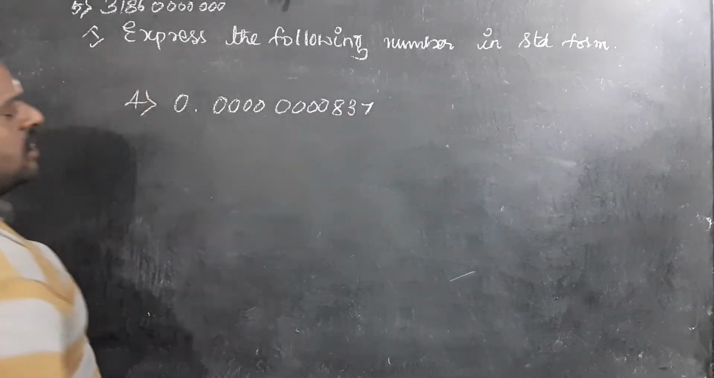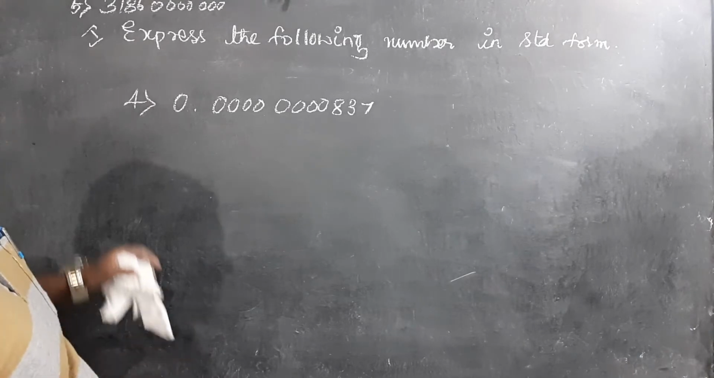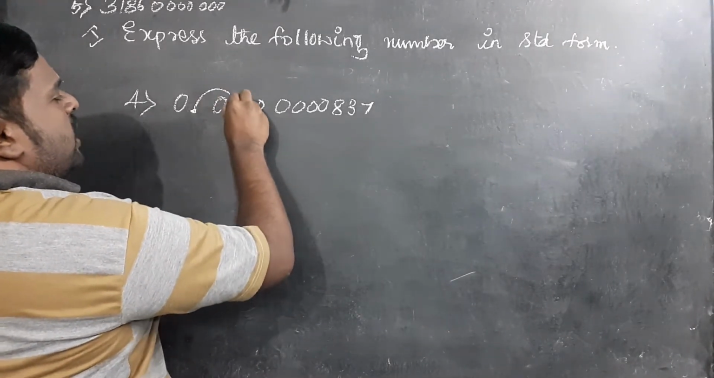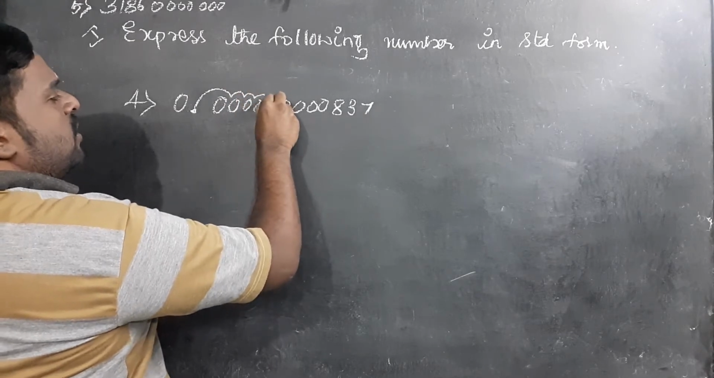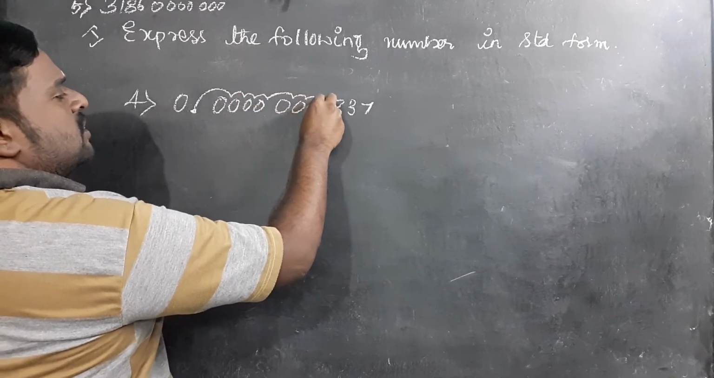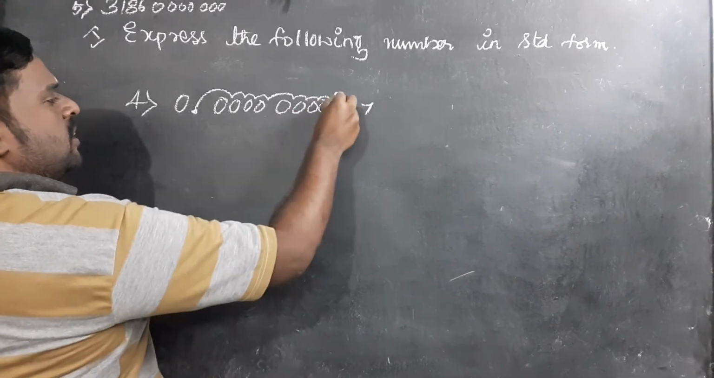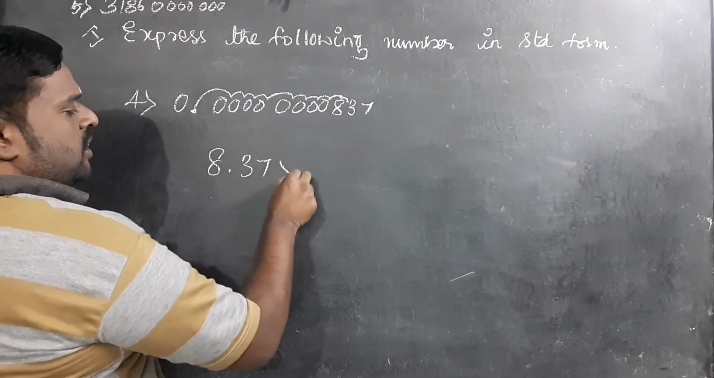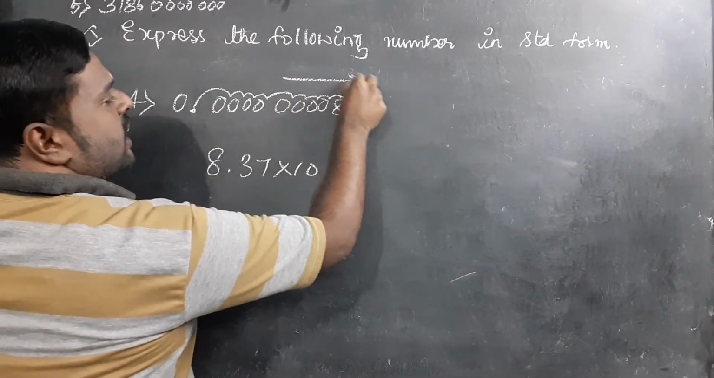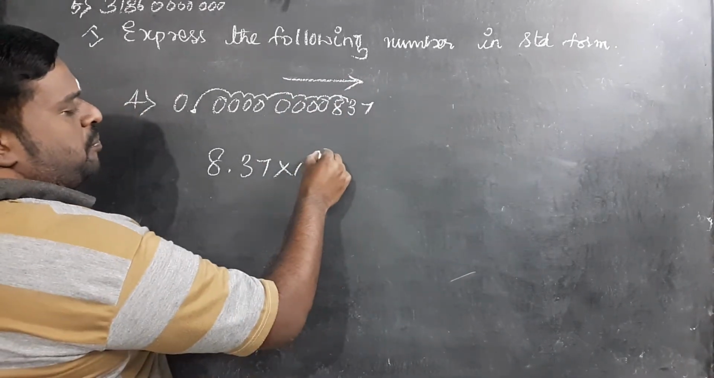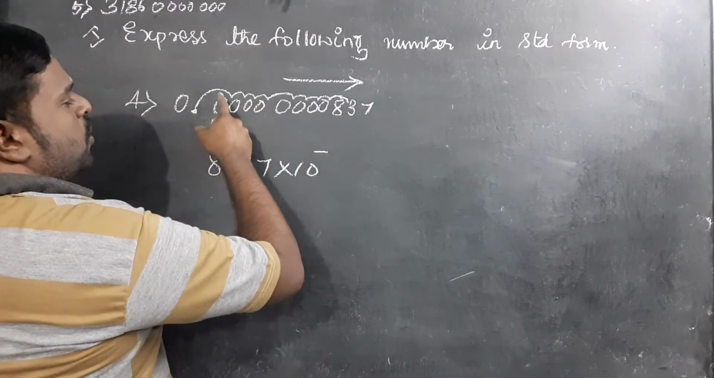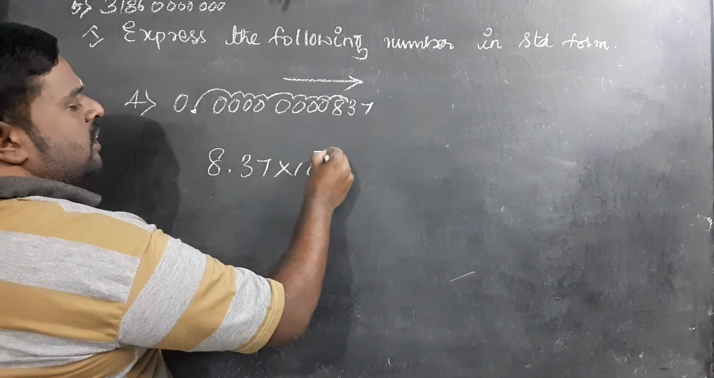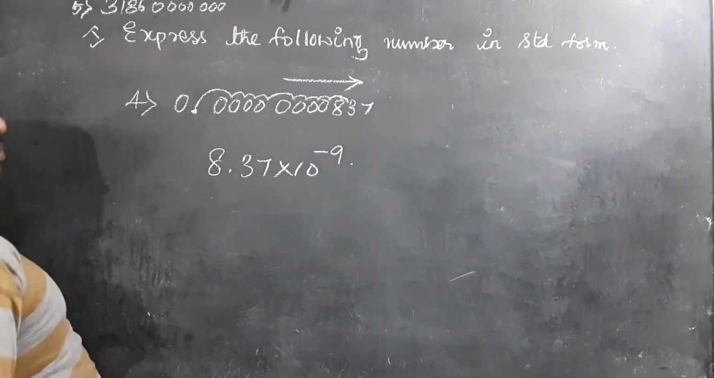0.00000837. Yes, students, how will you do? Now, very simple. What will you do? Shifting the decimals. You are shifting first one. 1, 2, 3, 4, 5, 6, 7, 8, 9. 8.37 into 10 to the power. You are moving towards right. What happens? 10 to the power minus, 1, 2, 3, 4, 5, 6, 7, 8, 9. 10 to the power of minus 9. This should be the answer.